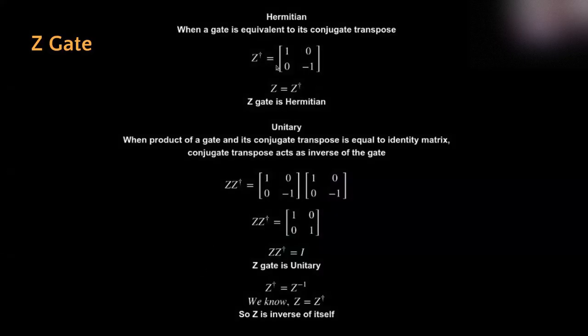Just like the X gate, Z gate is also Hermitian and unitary, which means that if we take the conjugate transpose of our Z gate, we again get our Z gate back. Therefore, it's Hermitian. And when we multiply these two together, we get the identity matrix. Therefore, it is unitary. And because Z dagger multiplied with Z gives us the identity matrix, Z dagger should be Z inverse as well. And because Z gate is Hermitian, we know that Z is equal to Z dagger. So essentially Z is the inverse of itself. So if we apply Z gate twice in a row, there will be no effect at all.